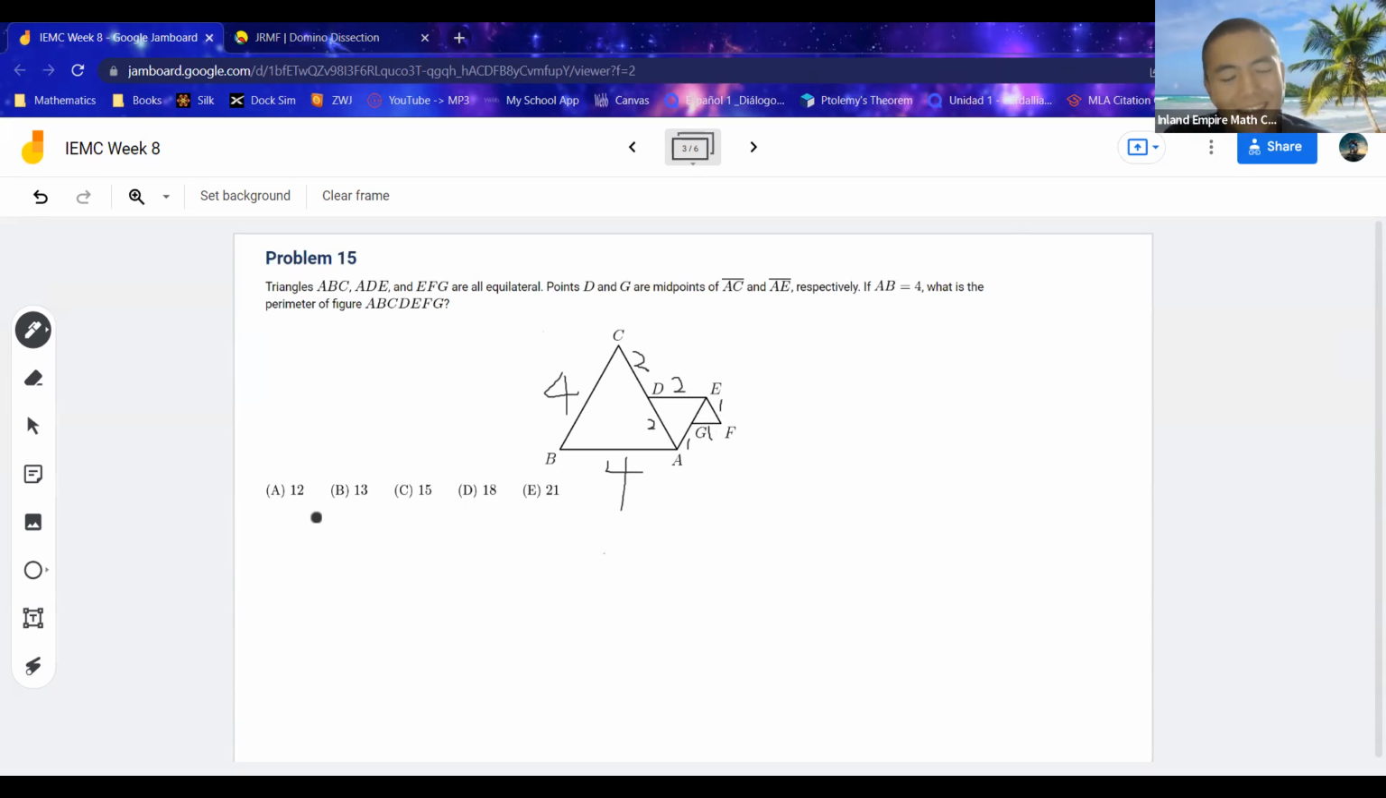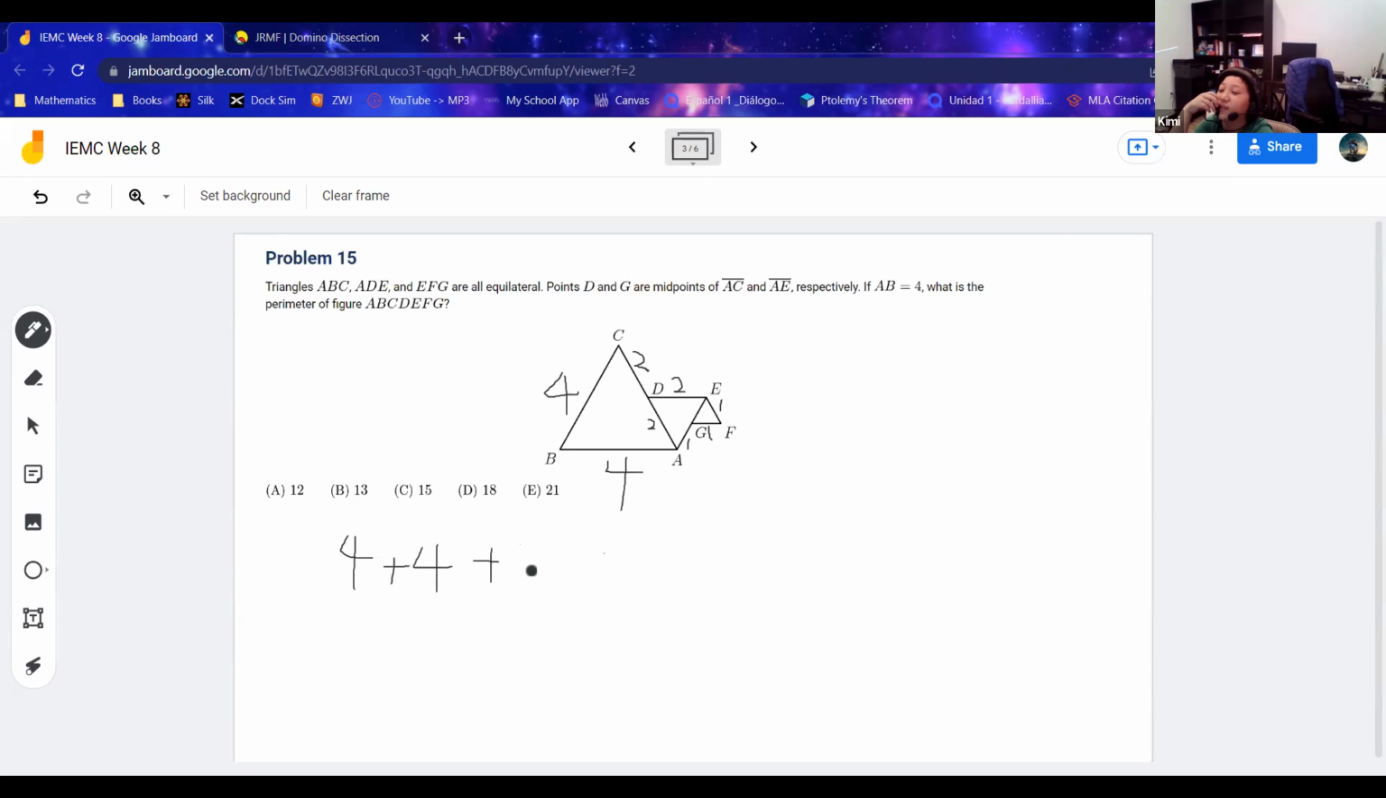19 isn't one of the choices here though. Well, we'll see. Let's just go through this, Kimmy. Why was that the perimeter? We just have to add up all the sides now. So it's 4 plus 4 plus what, Kimmy? Plus 4, plus 2 twos, yes, technically these two.